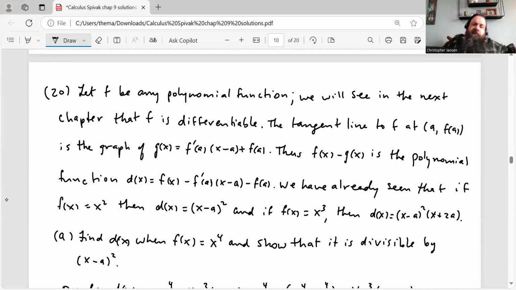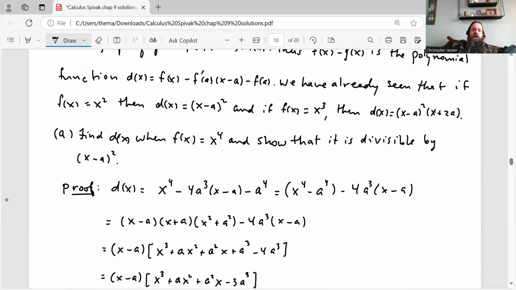All right, question number 20. Let f be any polynomial function. We'll see in the next chapter that f is differentiable. The tangent line to f at a, f of a is the graph of g of x equals f prime of a times x minus a plus f of a. Thus f of x minus g of x is the polynomial function d of x equals f of x minus f prime of a times x minus a minus f of a. We have already seen that if f of x equals x squared, then d of x equals x minus a squared. And if f of x is x cubed, then d of x is x minus a squared times x plus 2a. We showed those in the chapter summary. So again, you should watch that video before you look at this one.